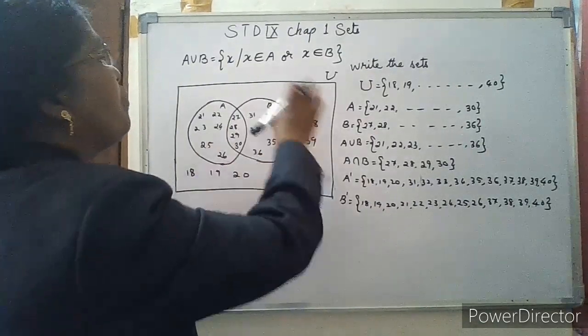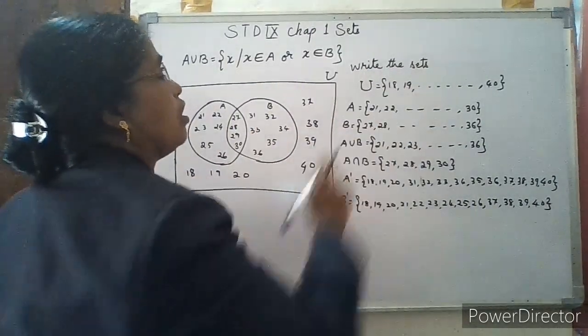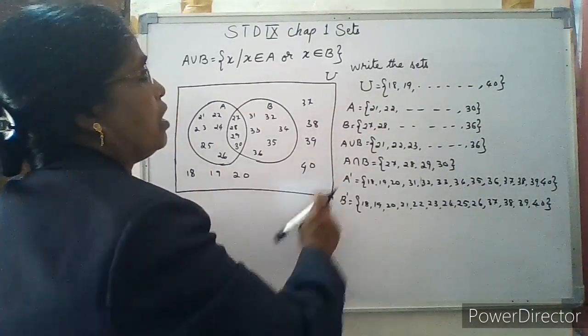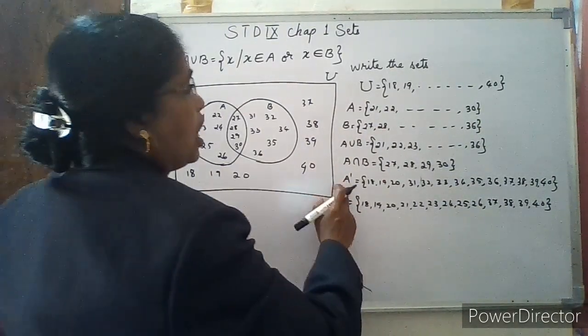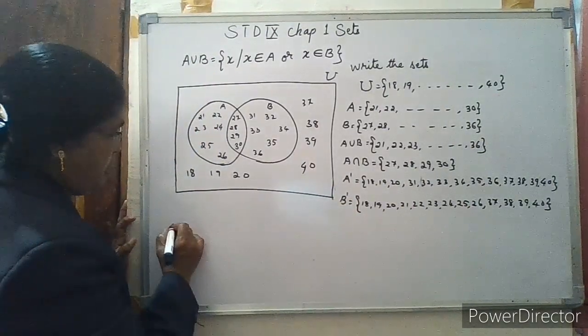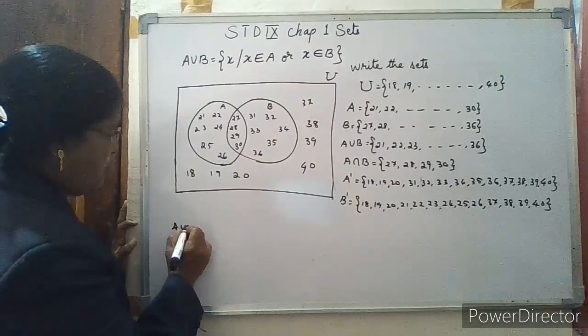So from the Venn diagram we have got the universal set, set A, set B, A union B, A intersection B, A complement, B complement. Then we can write A union B complement.